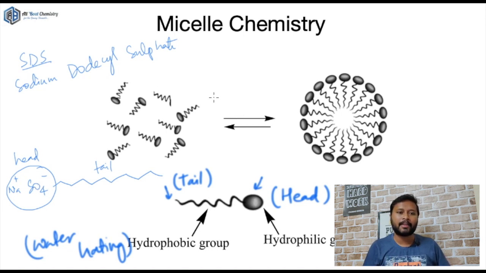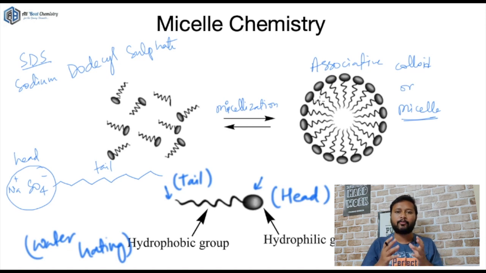Now, when the micellization happens, this is called micellization. It's a process in which these ions associate in order to form a micelle. These ions will associate with each other and form a big associative colloid, which is also called a micelle. So a micelle is nothing but the associative colloid which is formed by the ionic part of each micelle. This is the basic definition.